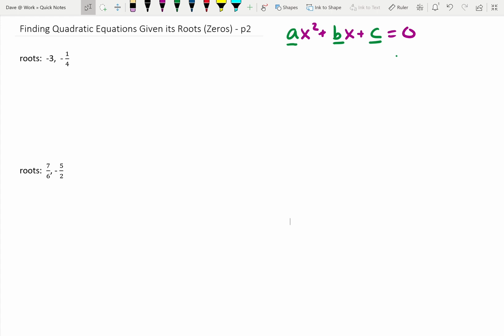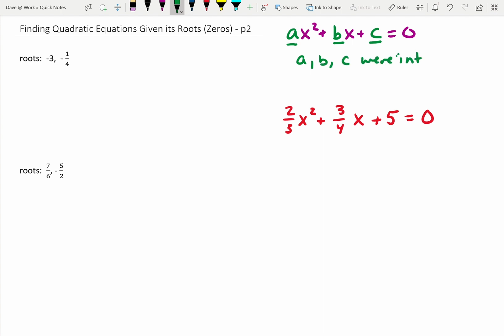My next two examples have roots that are fractions. Now, I'm not saying that my quadratic equation couldn't have fractions. In fact, let's give an example right now. Let's say 2/3 x squared plus 3/4 x plus 5 happens to equal 0. But it would be a lot easier to factor if a, b, and c were integers.